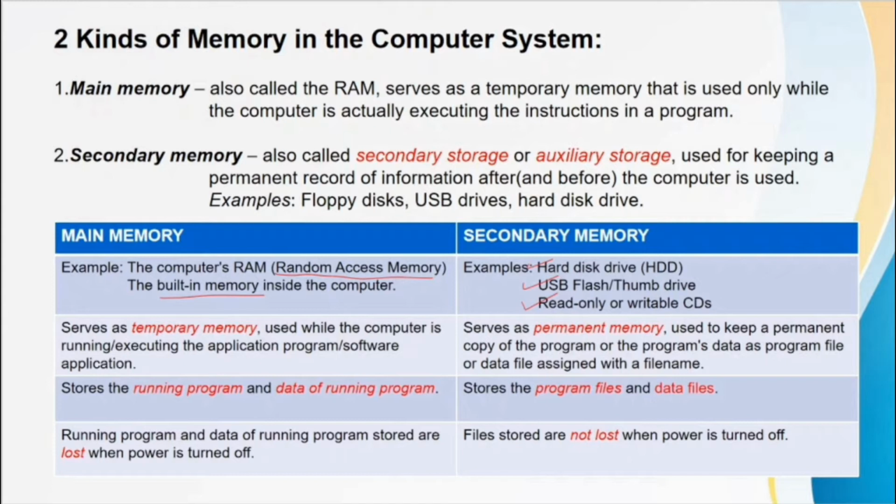On the second item, we highlighted that the main memory is called temporary memory, while the secondary memory is called permanent memory. Why is the main memory called a temporary memory? Because it is used to hold the instructions of the running application program or software application and its data. Let's say, for example, you open or run the Notepad application. We consider that a running program at that moment when we invoke it. The Notepad app becomes a running program.